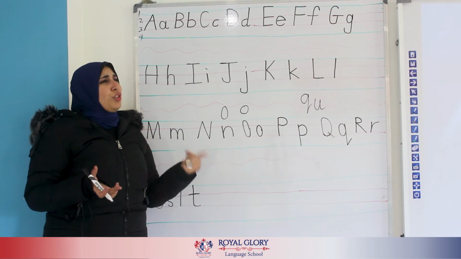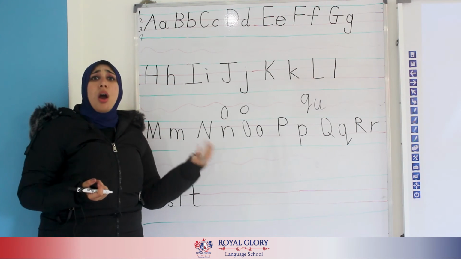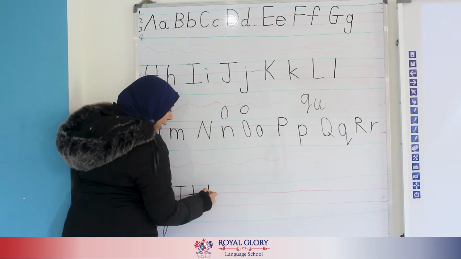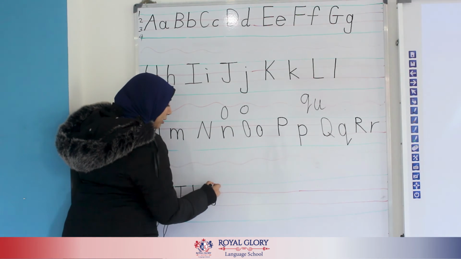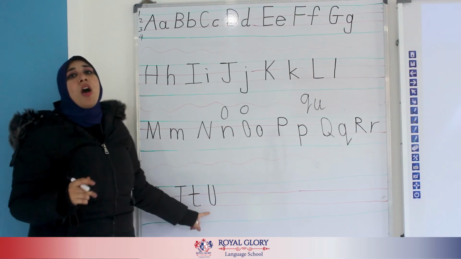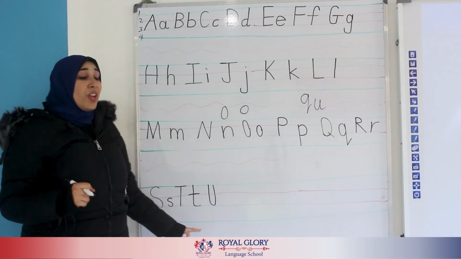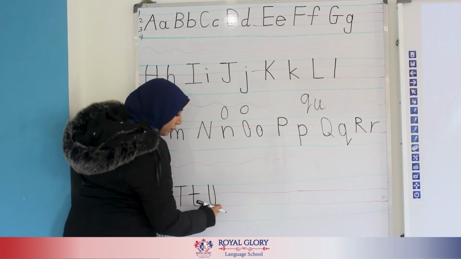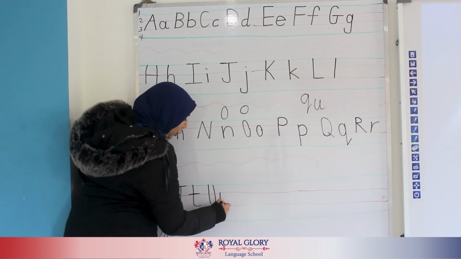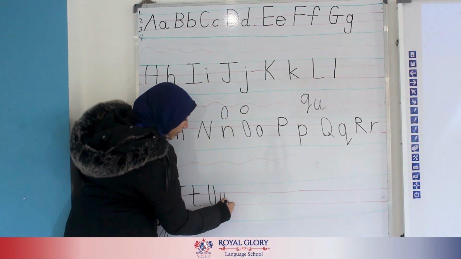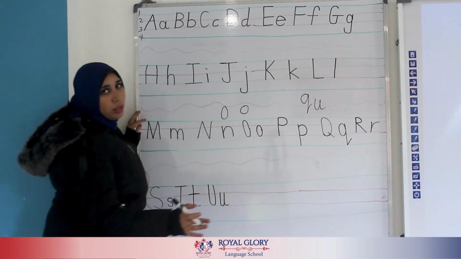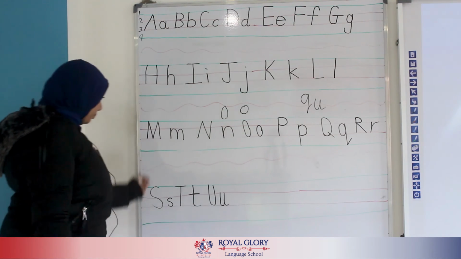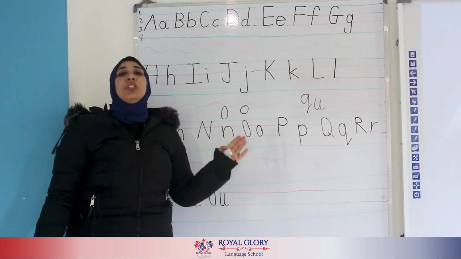U. How can I write letter U sound? From line number 1 to line number 3, down, down, down, curve, up again to line number 1. This is the uppercase. Okay, the lowercase: between line number 2 and line number 3, down, down, down, curve, up again, down again, and make a sleepy line, and so make a tail. Okay? After letter U, letter V.